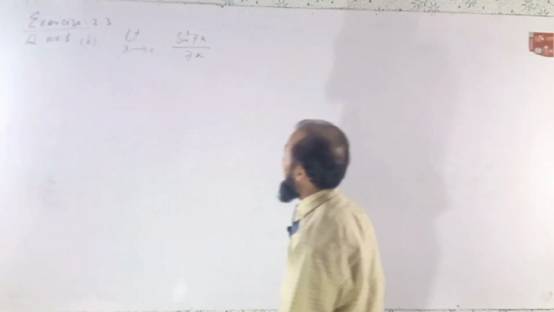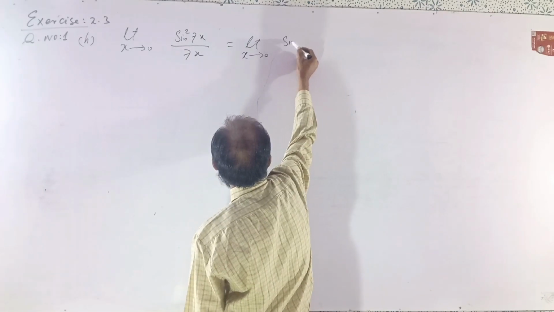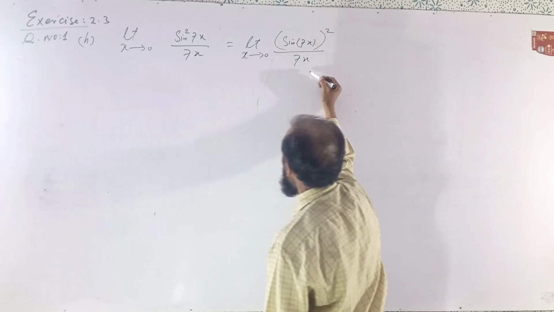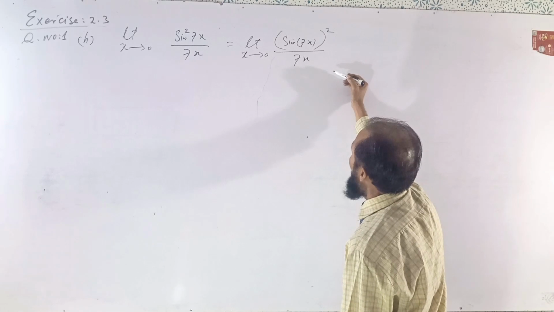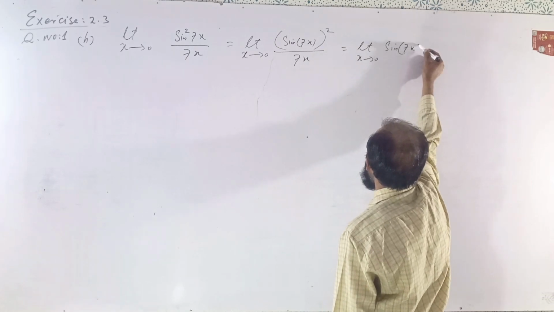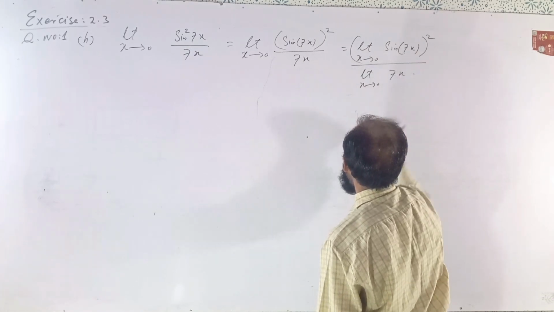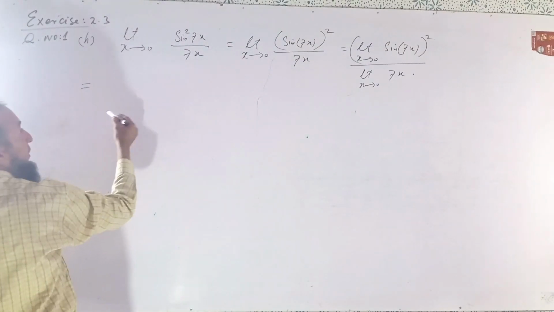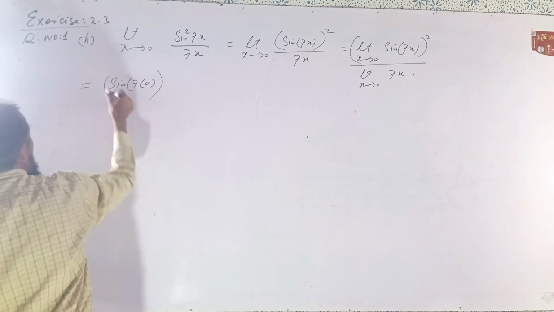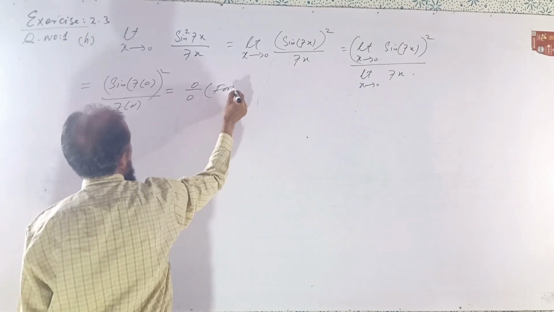Now the next example, sin square 7x divided by 7x. We can write this term, limit x tends to 0, sin 7x whole square, divided by 7x. It means that if we directly apply the limit, we get an undefined case. So if we apply limit x tends to 0, sin 7x whole square divided by 7x, here if we put 0 in the place of x, sin 7 into 0 whole square divided by 7 into 0, the result is 0 divided by 0 form, which is an undefined case.